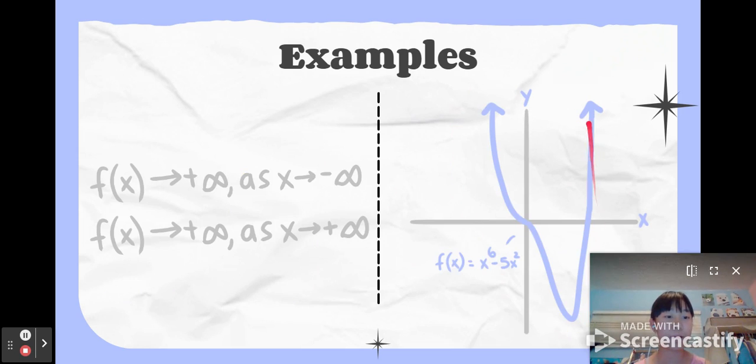And to reiterate what we learned in the previous slide, we can see that the end behavior is the same as the leading coefficient is 1 and the exponent is even. It will have this same end behavior. F of x will approach positive infinity as x approaches negative infinity, and f of x approaches positive infinity as x also approaches positive infinity.